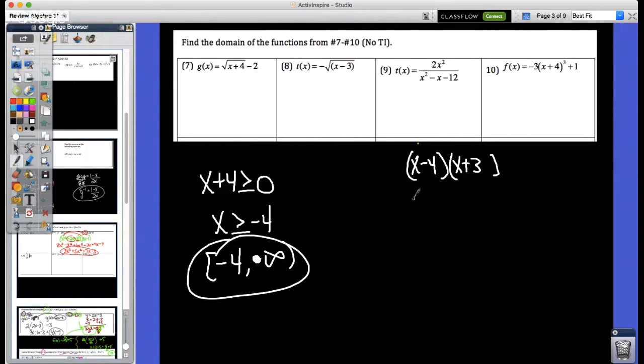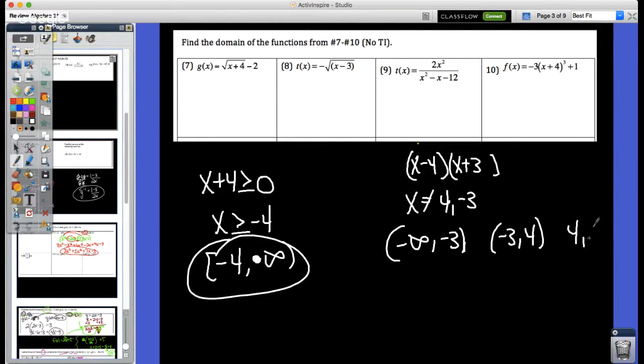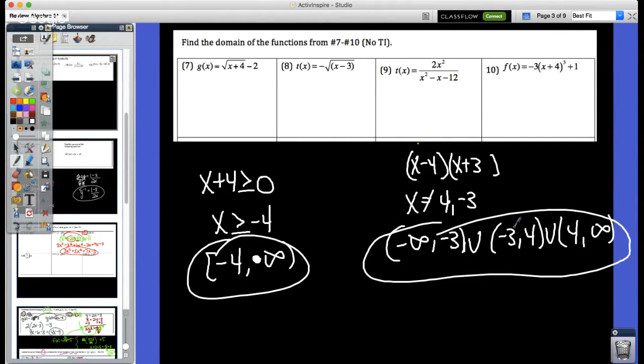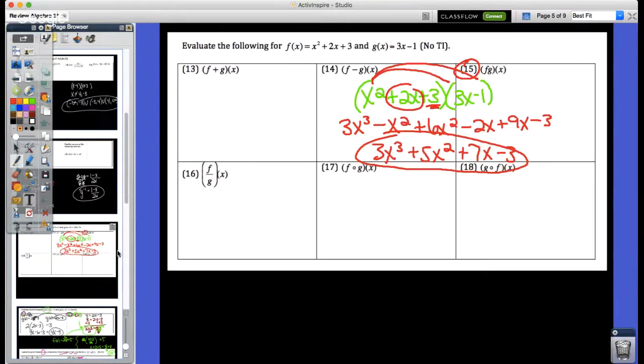So I set them equal to 0, and I know x cannot be equal to 4 and -3. And so when I set this up, I go from negative infinity to -3, -3 to 4, and 4 to infinity. And all three of those wouldn't be included within my interval notation for my domain. So that's just a heads up. I'm trying to give you just a bunch of little things there.